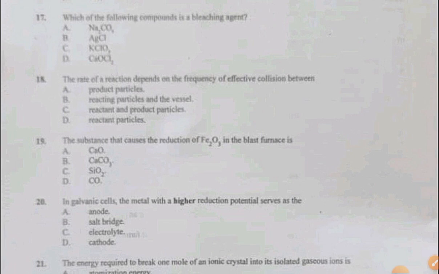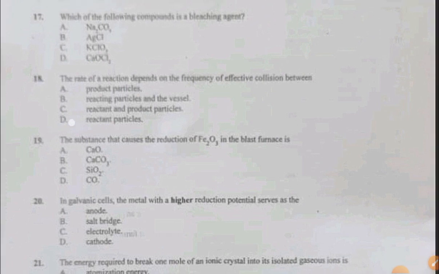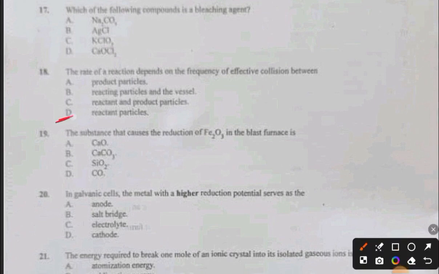Then question 18. The rate of reaction depends on the frequency of effective collisions between A. Product particles, B. Reactant particles and the vessel, C. Reactant and product particles, D. Reactant particles. The answer to question 18 is D. Reactant particles. 19. The substance that causes reduction of iron 3 oxide in the blast furnace is carbon monoxide. So the answer is D.